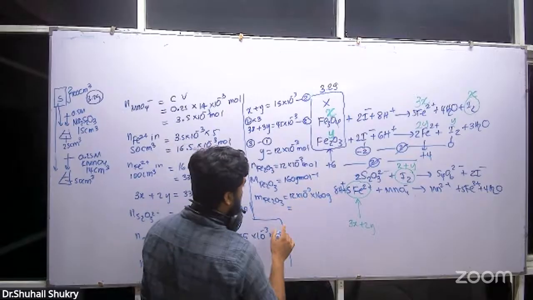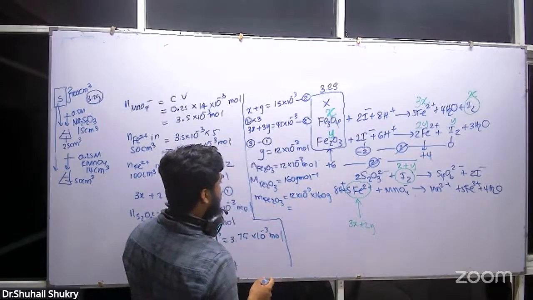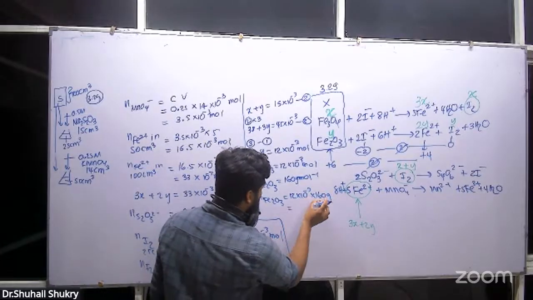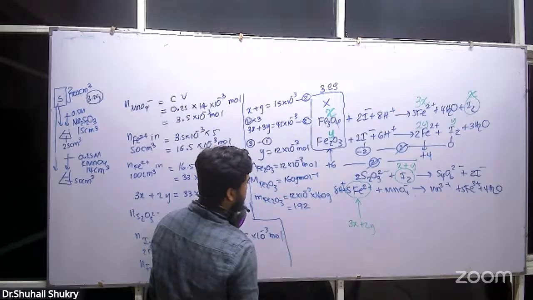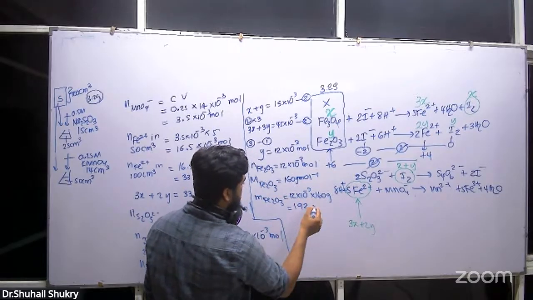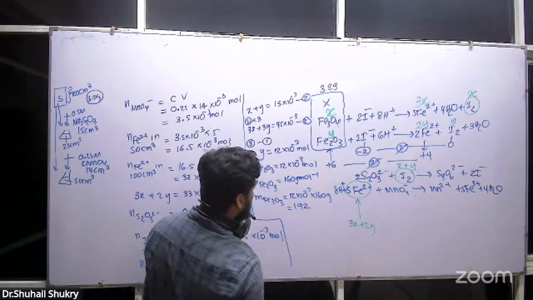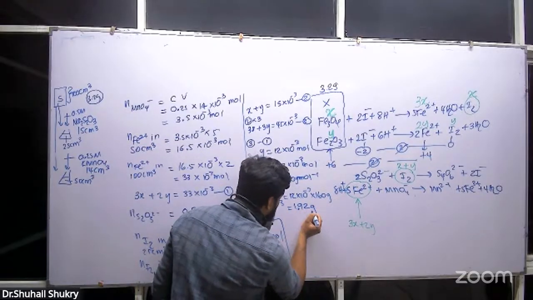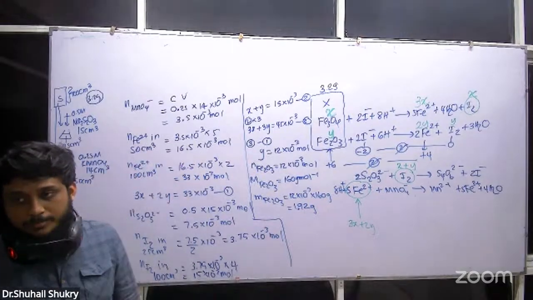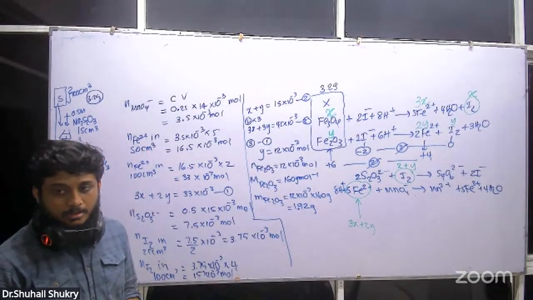Here if you simplify, 16 into 12 is how much, son? 12 into 6 is 72. 12 into 1 is 12, 19. So if we multiply all of this, 1920 comes. Divide by 1000, that means 1.92 grams comes. This is only Fe2O3. Simplification error.